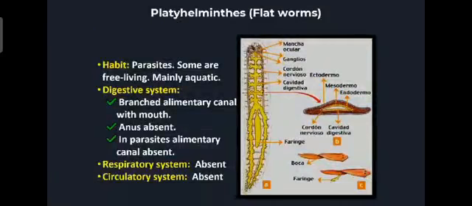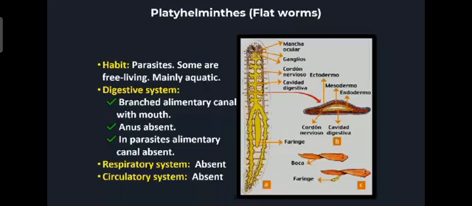Now we'll study the characters of Platyhelminthes, or flatworms. Why is it called flatworms? Because they have a dorso-ventrally flattened body. From both sides, dorsally and ventrally, the body is flattened, so it is called flatworms. You have to remember, Platyhelminthes means flatworms. Clear? Then, these are mostly parasites.